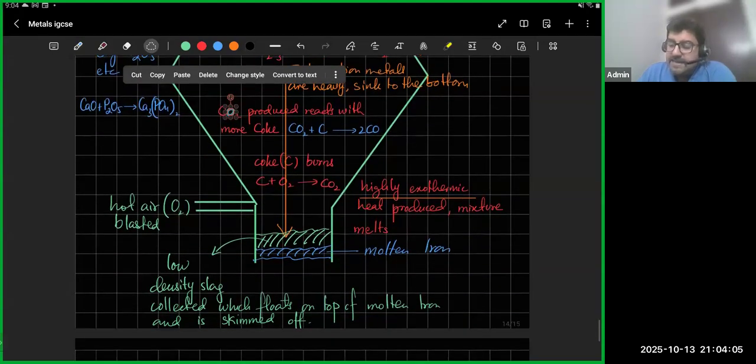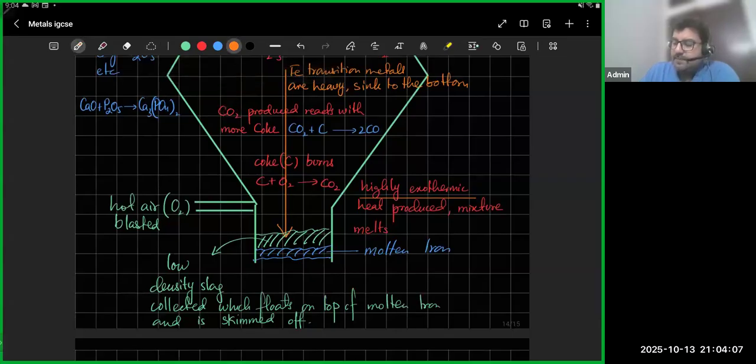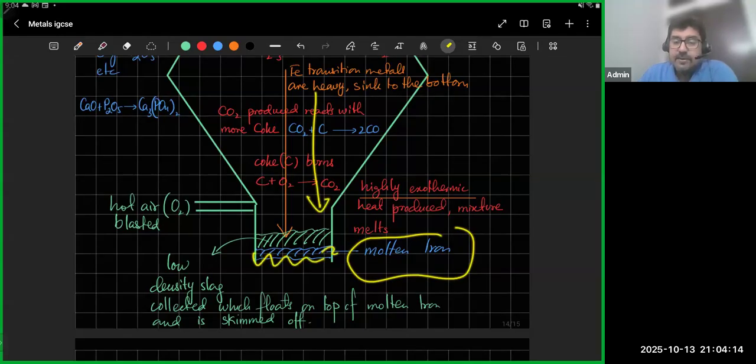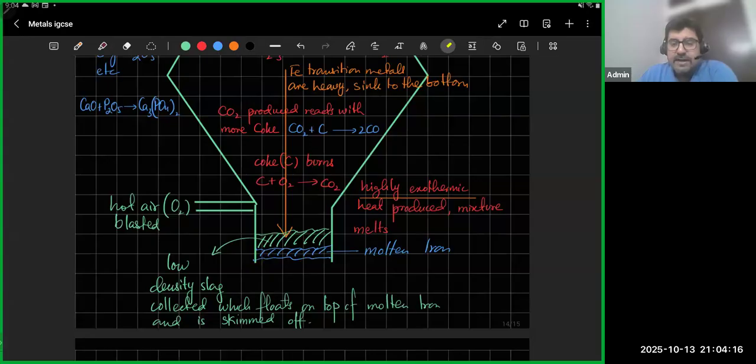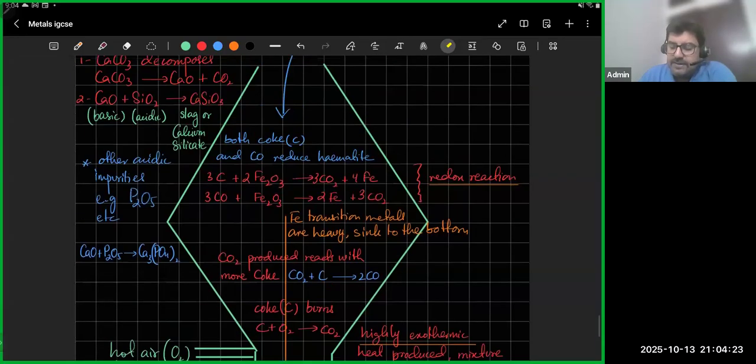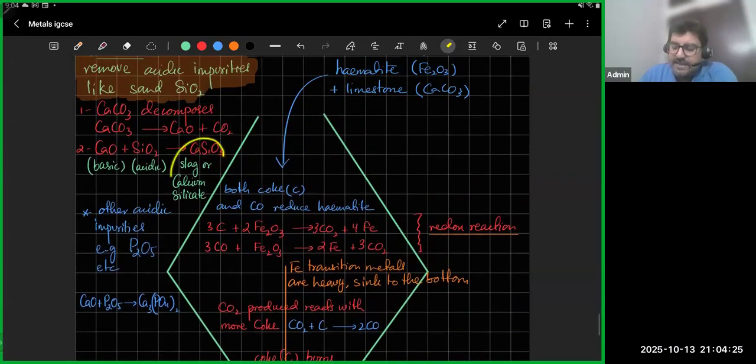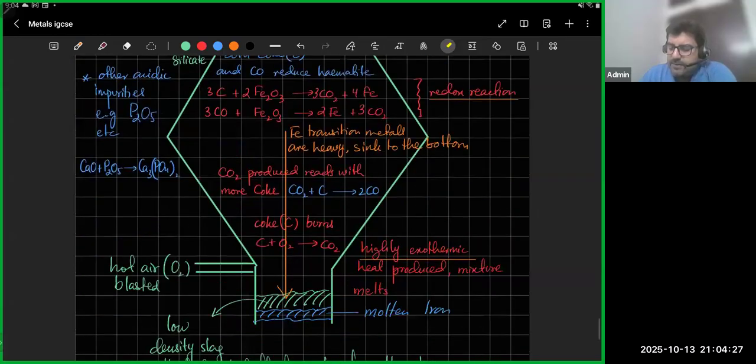Now iron is heavy, so as soon as iron gets produced, all of the iron kind of sinks to the bottom of the molten mixture, and it lies right at the bottom, right? So that's where you're going to get the pure molten iron. On top of that, slag floats on top of it. You get all the impurities. This low density slag floats on top of it.